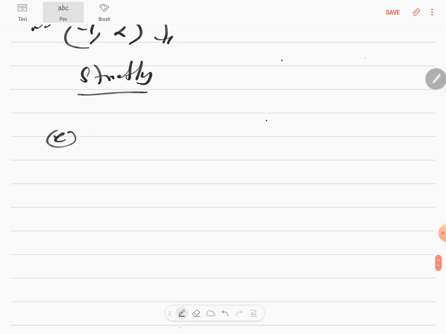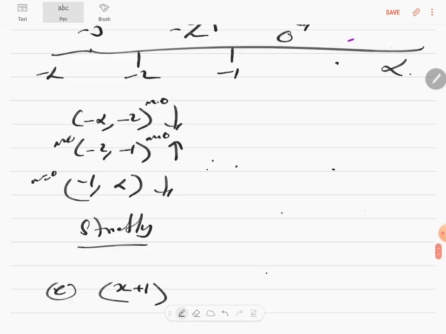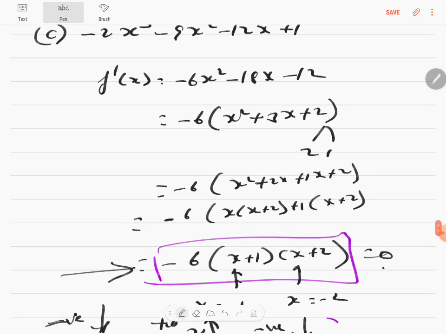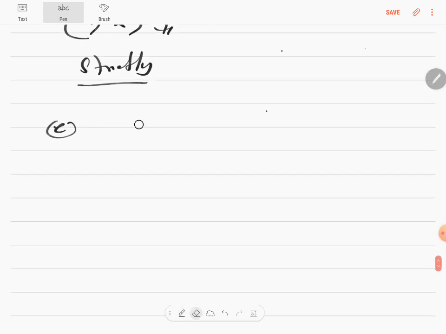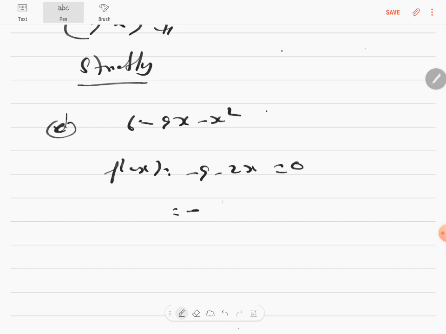So the sum is E, which is x plus 1 the whole to the power. Is this the right one? No, there's one sum which I have left. Okay, so then 6 minus 9x minus x square. f dash of x will be minus 9 minus 2x is equal to 0. Take the minus value. Write it as 2x plus 9 is equal to 0. So x is equal to minus 9 by 2.